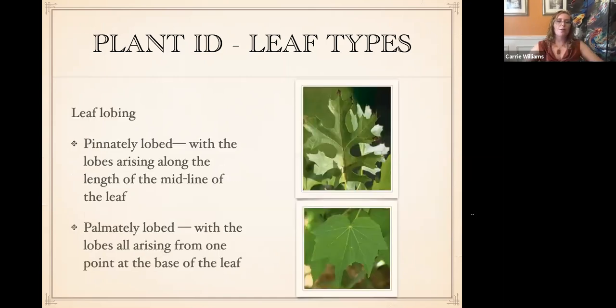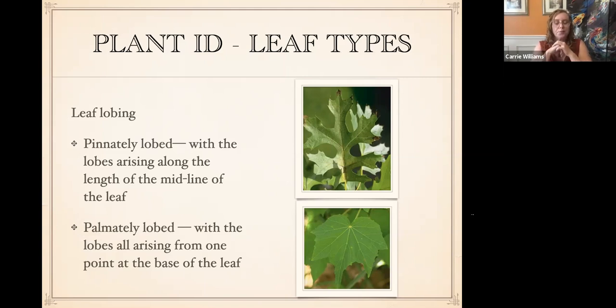We will also talk about leaf lobing. Lobes are like little rounded structures. There can be a couple different kinds of lobing. Once again, here's that lovely word pinnate, pinnately lobed. So that is where all the lobes come off the length of the midline of the leaf. Oak tree is the classic example, and that's what that picture is right there on the top. So you've got lobes following the length of the entire leaf. You've got that pinnate leaf venation, and that's a simple leaf. It has lobes, but it is a simple leaf.